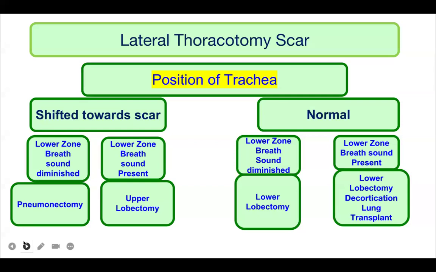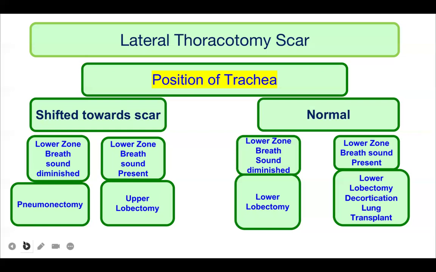Why the lower lobectomy? Because there could be compensatory hyperplasia of the lung. The lower lobe is absent practically because of lobectomy, but the lung is hyperplastic, and the compensatory hyperplasia causes the diminished breath sound to be gone. Okay, so if the position of the trachea is normal and the lower zone breath sound is absent, then we can confidently say it's a lower lobectomy.